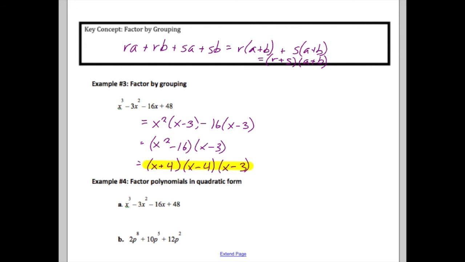Example 4 asks us to factor polynomials in quadratic form. We'll go over this in our next class along with examples 5 and 6 so that we can really work through this together. I know seeing several of these equations can be challenging at once, so give yourselves a little break, and I'll see you next class.